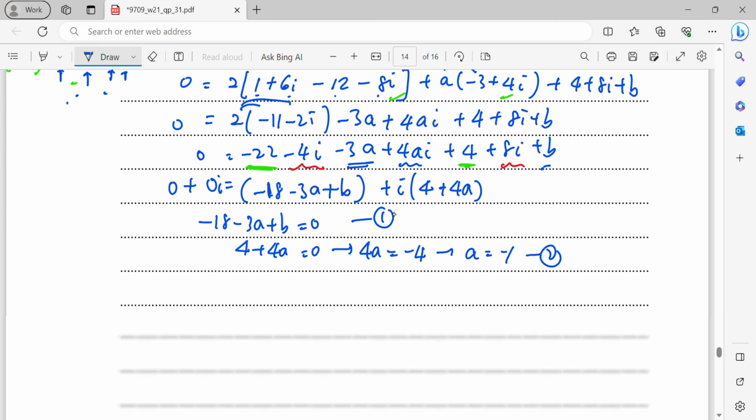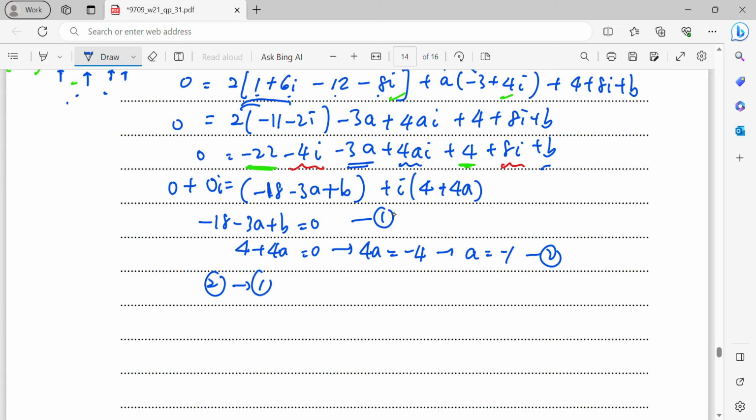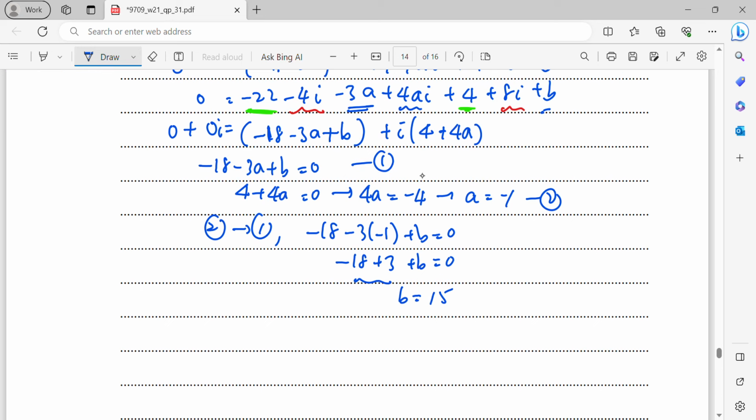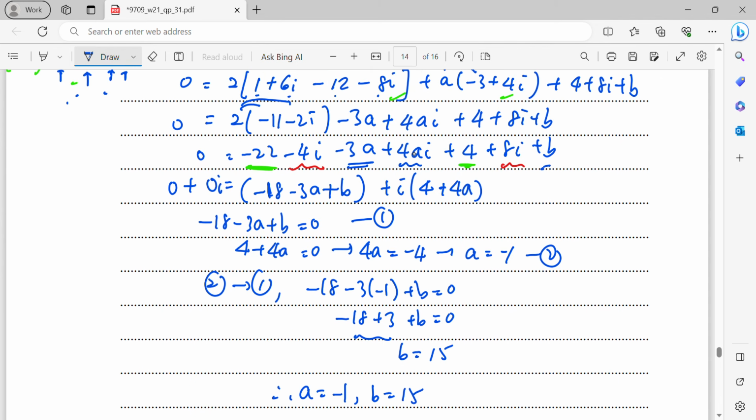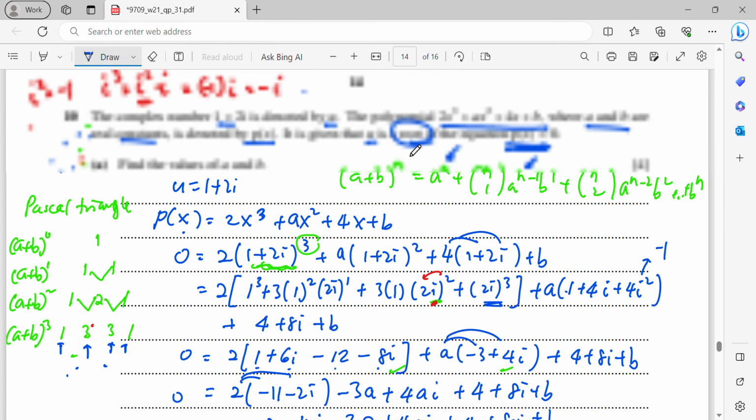Now I substitute second into first. So minus 18 minus 3a plus b equals to 0. So this is going to be minus 18 plus 3 plus b equals to 0. So the b, these two plus together is minus 15. Move it to the right side. It becomes 15. So these are the two values, the requested value. A is minus 1 and B is 15. Okay, so done for the first part.